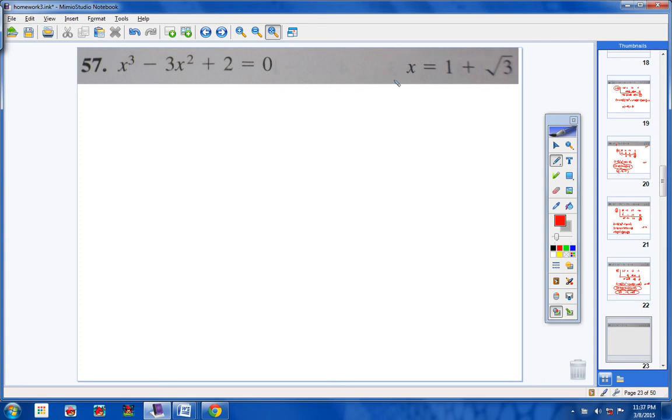Okay, students, here we go. We're going to confirm that this is a 0 or verify it. So we'll put 1 plus square root of 3. Then put your synthetic division. And then we are missing an x term right here. We've got to put a 0 in. So we have 1, negative 3, 0, and then 2.